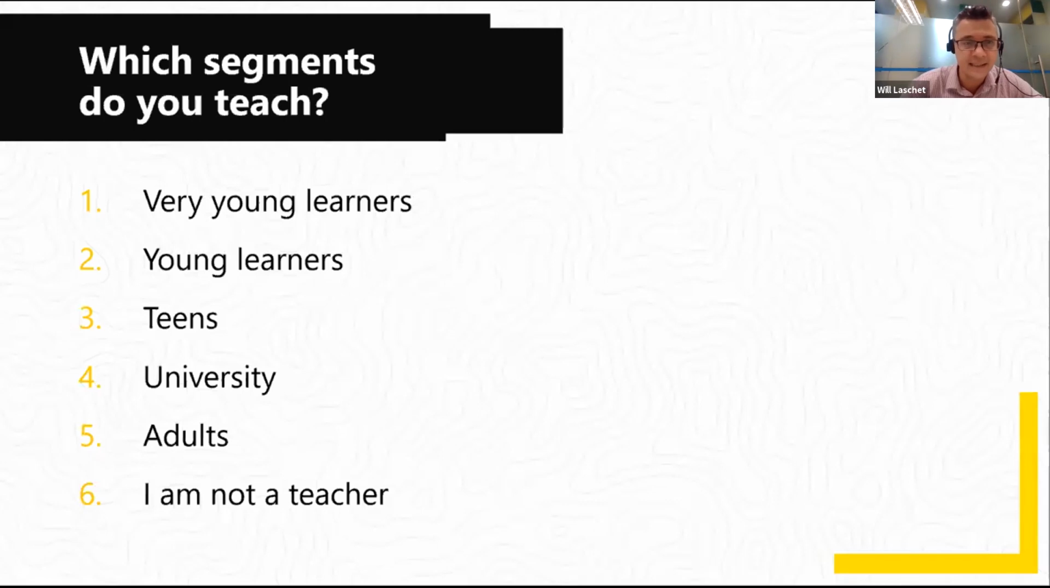So I can see that 70% of you here today are teaching young learners, which is great because the lesson we're doing is aimed at young learners. And I can see that also a lot of you are also teaching teens and very young learners. Okay, so that's great. It's just helpful for me to know that we've got the right people here today.